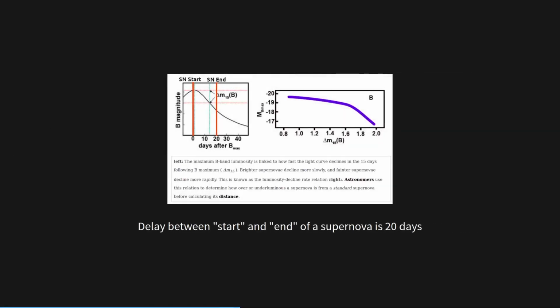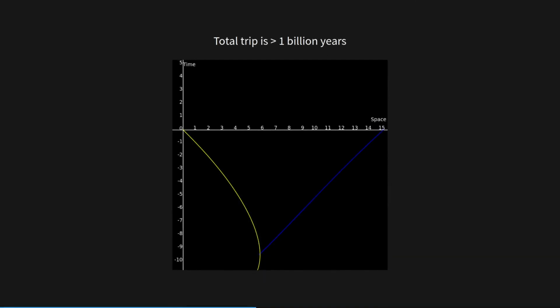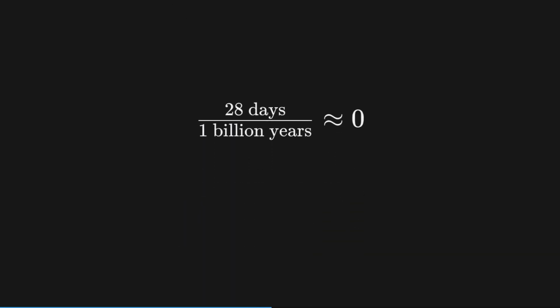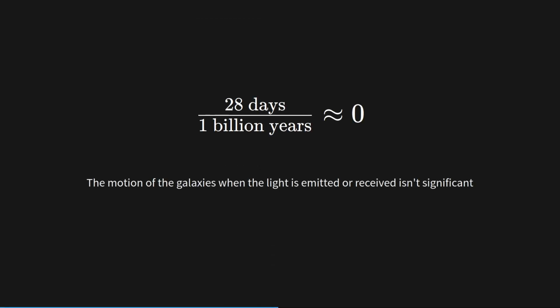In the case of the supernova, the start and end are about 20 days delayed, and the whole trip could be billions of years. So 28 days out of 1 billion years is almost nothing. The motion of the galaxies when the light is emitted or received isn't actually significant in the time dilation. It's caused by distances increasing during the trip.